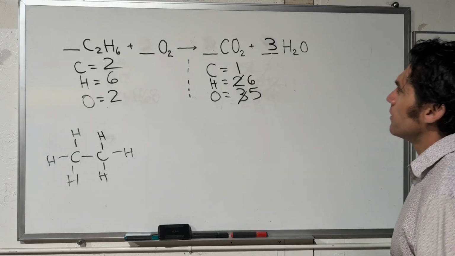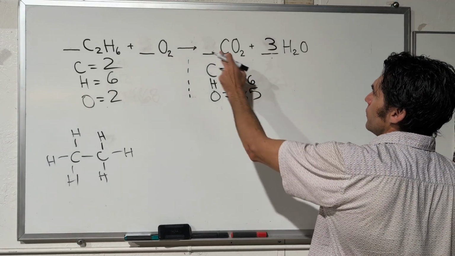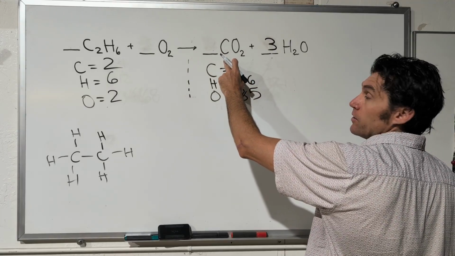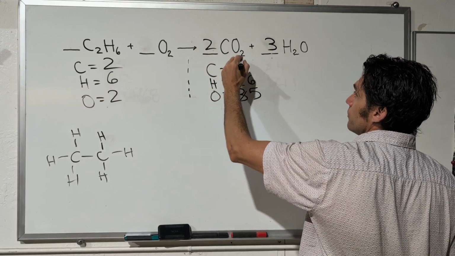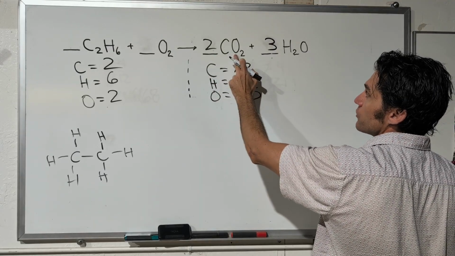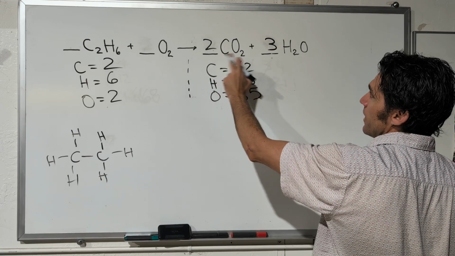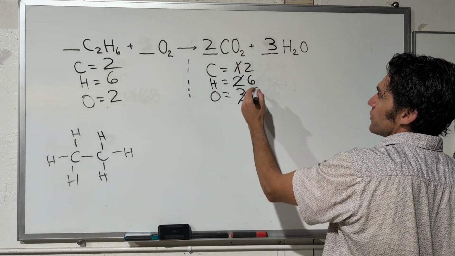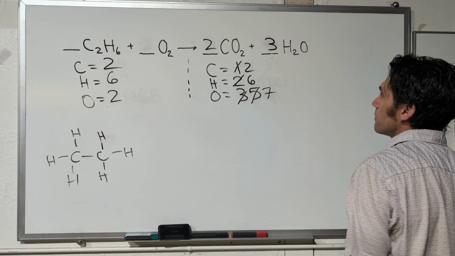So let's go ahead. We know that we need to change this carbon too. So let's go ahead and put a 2 right there too and change that right now. And when we change that, because there's an oxygen in this molecule, that's going to change the oxygens too. And it's going to add 2 more oxygens. So that's going to change this to a 7.